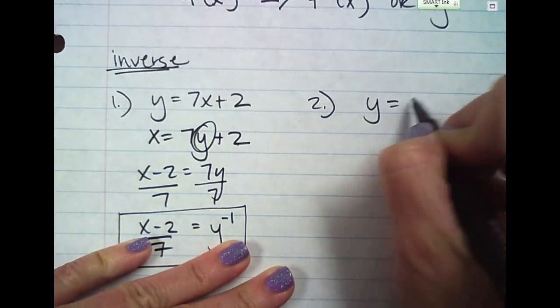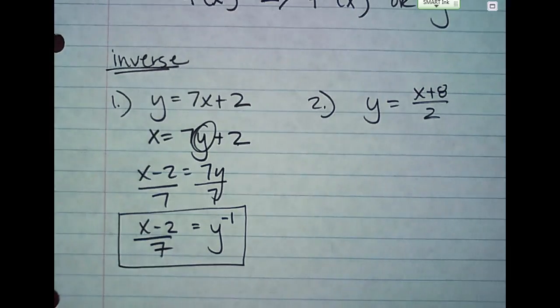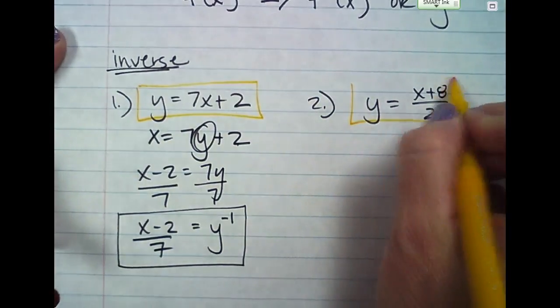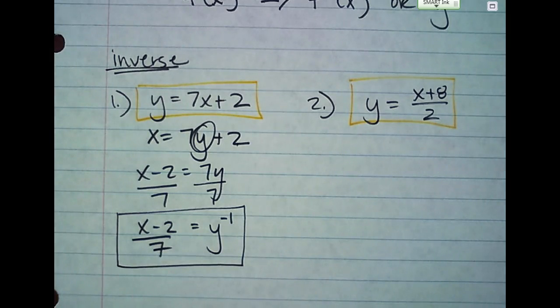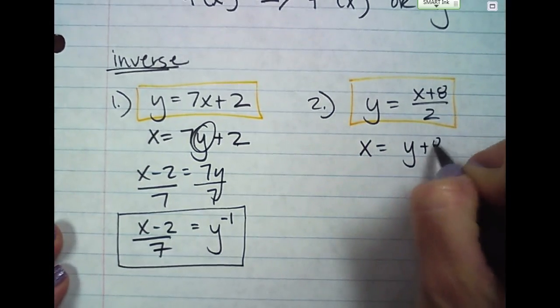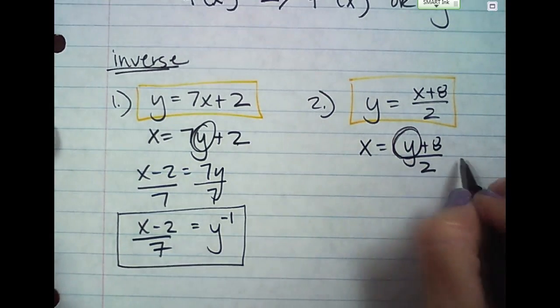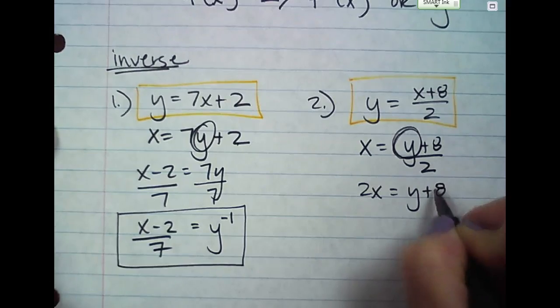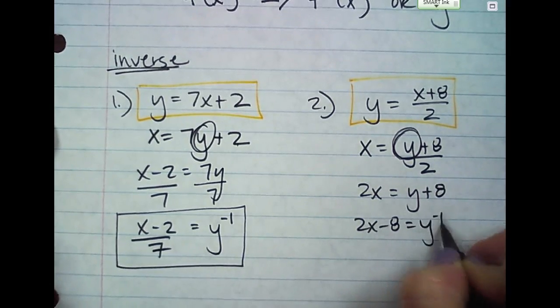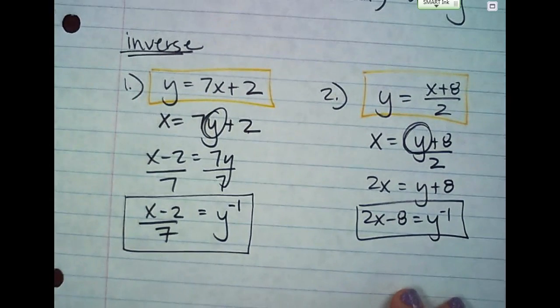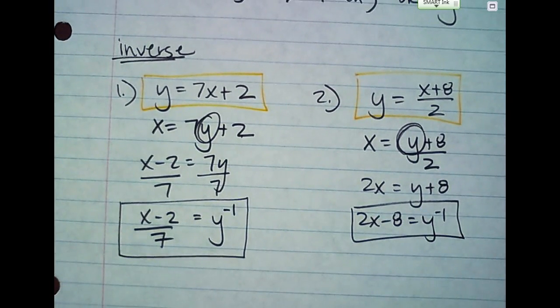What if I told you y equals x plus 8 over 2? What's your first step in finding an inverse? Switch to what? Excellent. Good, y'all are listening. Switch the x and y. What's my second step? Solve for what? Solve for y. Multiply both sides by 2, so you'll have 2x equals y plus 8. Subtract 8, so 2x minus 8 equals your y. So the box in yellow was my function. What's the box in black called? It's inverse. Okay?